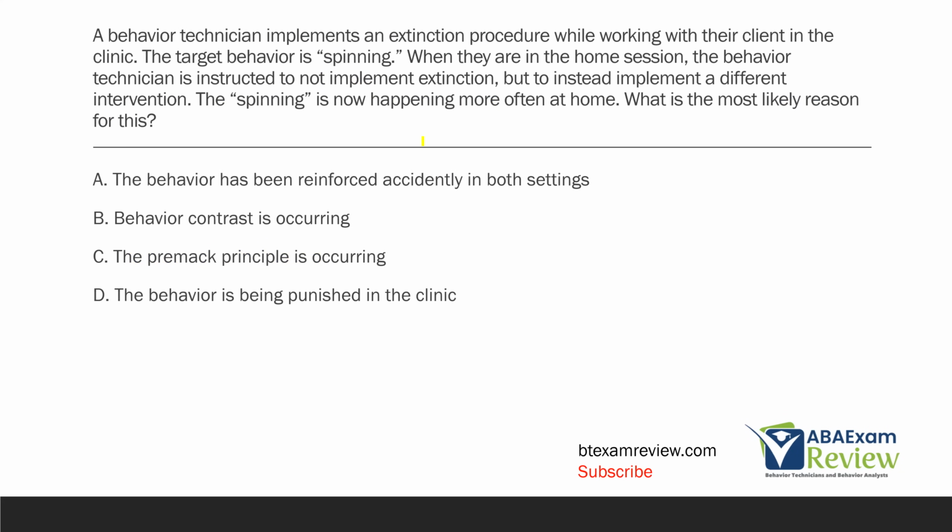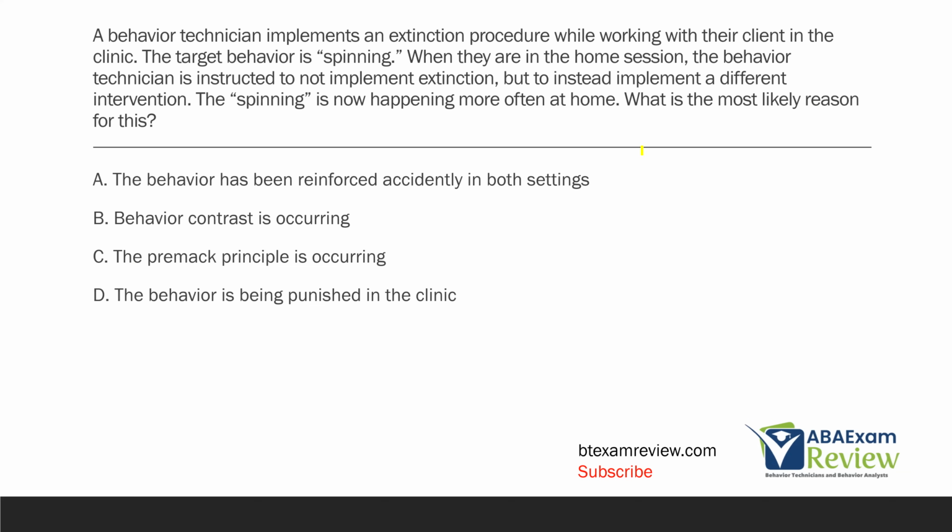A behavior technician implements an extinction procedure while working with their client in the clinic. The target behavior is spinning. When they are in the home session, the behavior technician is instructed to not implement extinction, but to instead implement a different intervention. The spinning is now happening more often at home. What is the most likely reason for this?